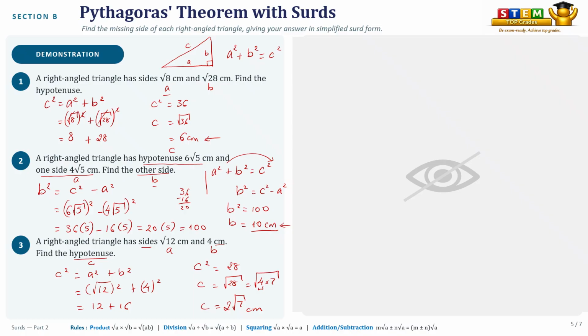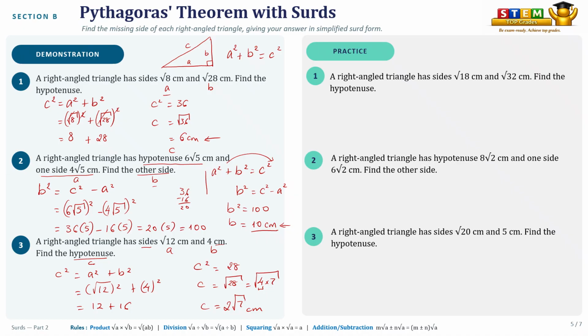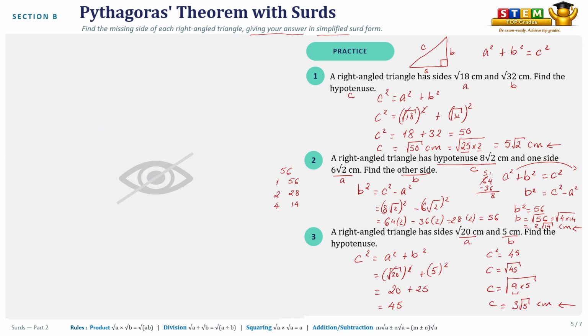Now we're going to show you the questions on the right hand side, and that's for you to practice on. I'll leave this with you. Practice and take your time to finish this, and then we're going to compare answers on the next slide. See you on the next slide. Here we go. You can pause the video here and mark your work, and you can cross check with my answers.